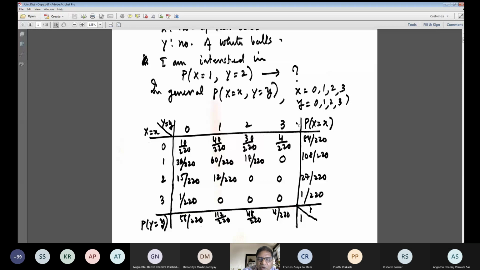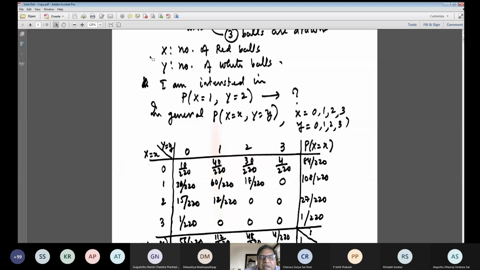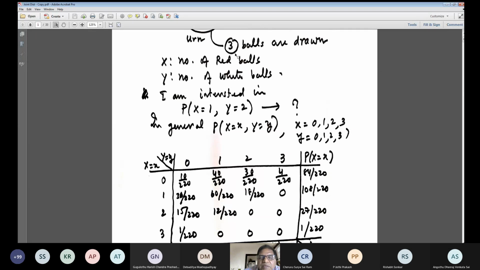So we make a rectangle or square depending upon the numbers. These numbers 0, 1, 2, 3 need not be the same, as you will see in different examples. So here, what will be the range of X and what will be the range of Y? X is the number of red balls. So in a sample of size 3, the number of red balls could be 0, 1, 2, 3. So we have written 0, 1, 2, 3 here.